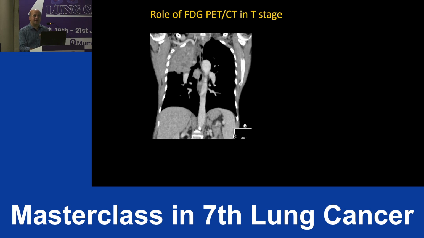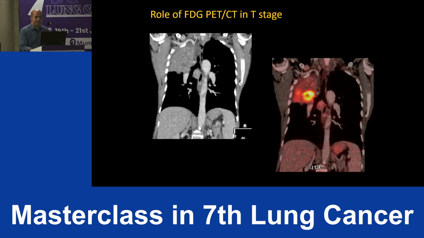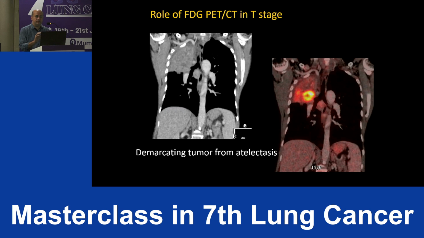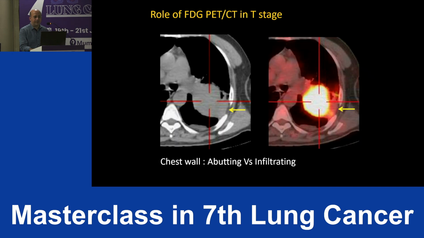So where does PET-CT help in T-staging? For example, this is an opacity in the right upper lobe. Bronchoscopy has shown malignant cells. It's very difficult to demarcate what is tumor and what is consolidation. In some cases like this, when the PET-CT shows a central tumor with surrounding atelectasis, it can demarcate the lesion and the surrounding consolidation well. So that's where PET-CT can help in T-staging.